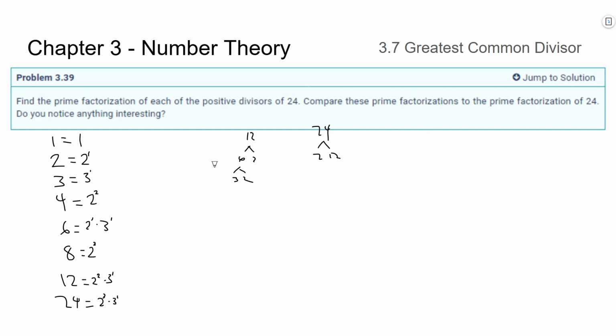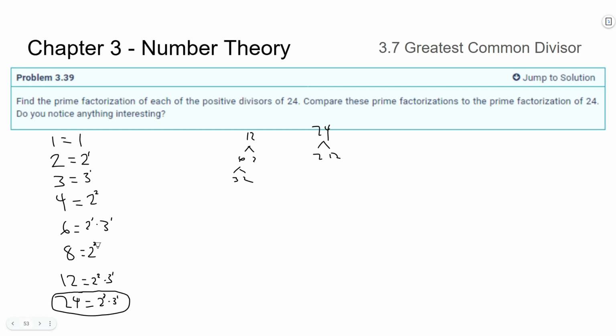So do you notice anything interesting? Okay, so here is the prime factorization of 24, so let's compare all the other ones to this. So 2 cubed times 3 to the 1. One thing that I do notice is that all of these only have 2s and 3s. And also, there's nothing that has a power of 2 that's higher than 3. So this is 2 cubed, and the highest of all of these is 2 cubed here. There's nothing that goes over 2 cubed.